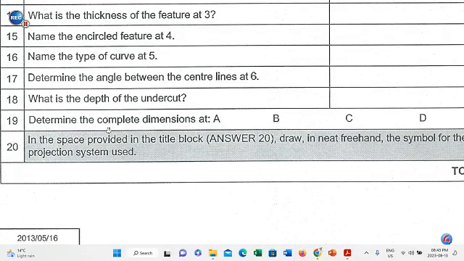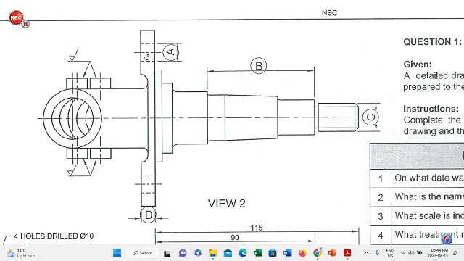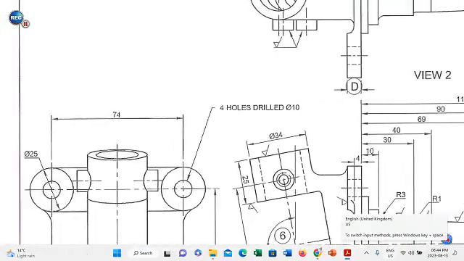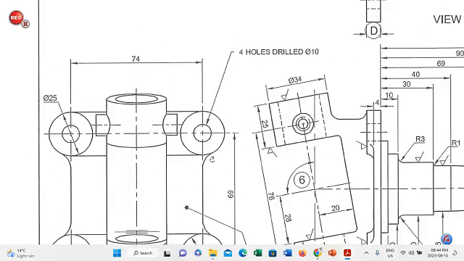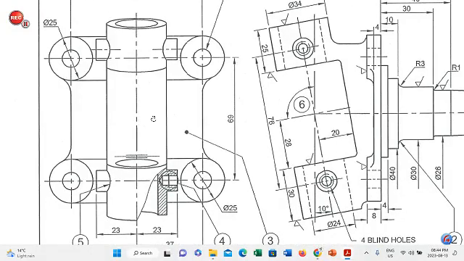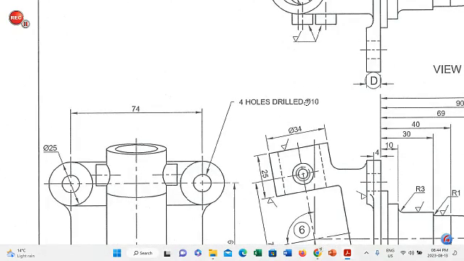Question number 19. Determine the complete dimensions at A, B, C and D. Learners, here you will have A, and A refers to these holes that you will see here in this plate. You will not find the answer there. You will have to scroll down to your left view and find that those holes refer to these 4 holes that you will see here in your left view, and the size of that hole would be a drilled hole of 10 millimeters or radius 10.